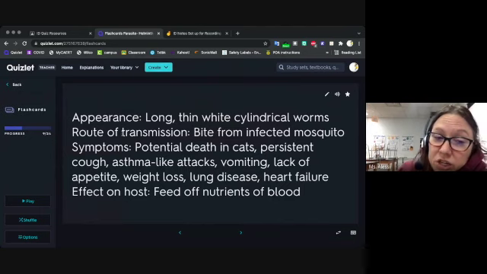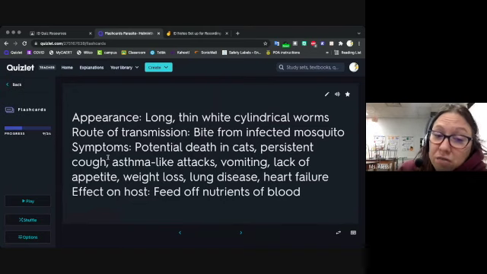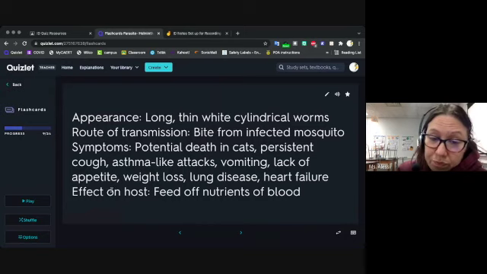Route of transmission: your animals get heartworm from being bitten by an infected mosquito. Symptoms are potentially death in cats, and it may just be all of a sudden your cat unfortunately passes away. Persistent cough in animals, asthma-like attacks, vomiting, lack of appetite, weight loss, lung disease, heart failure. Effect on the host: they are feeding off your nutrients in the blood.